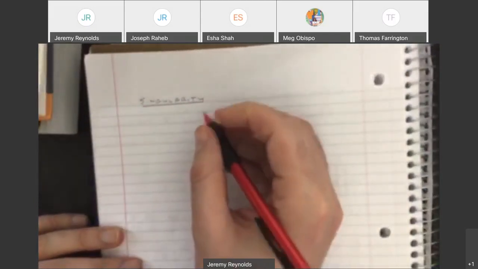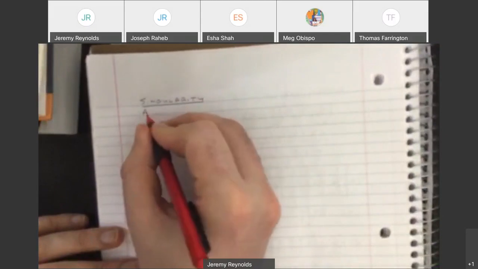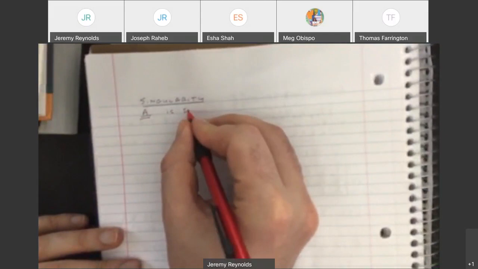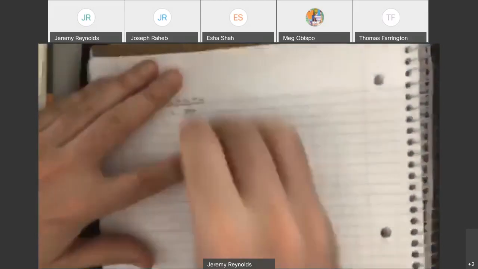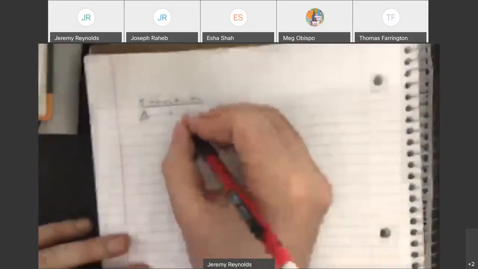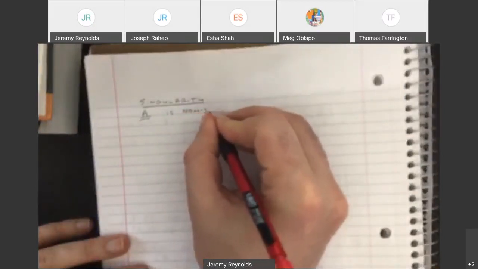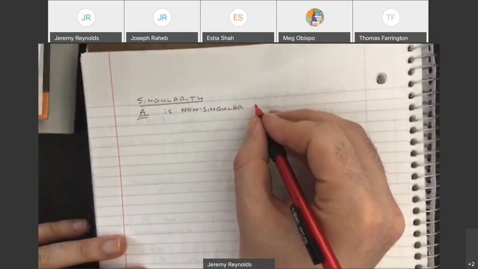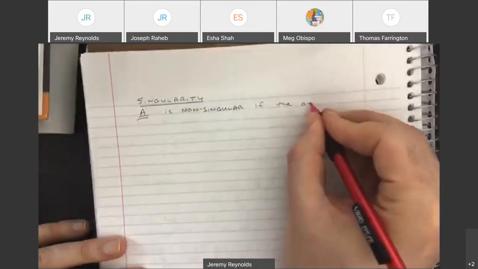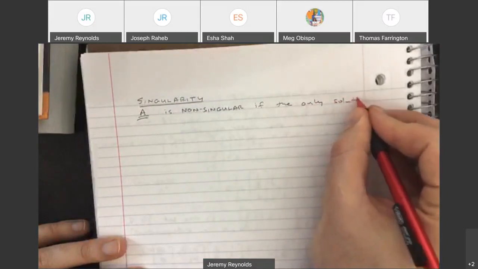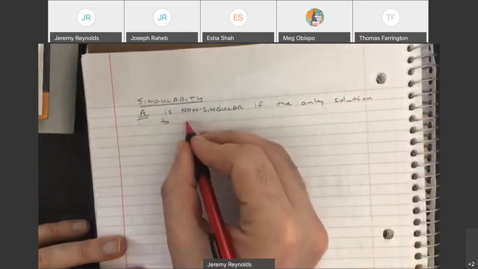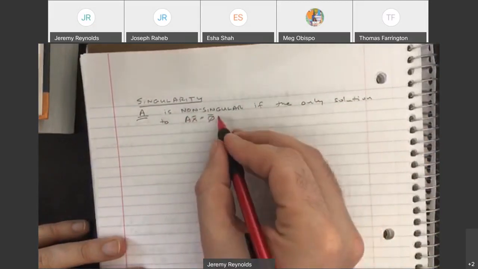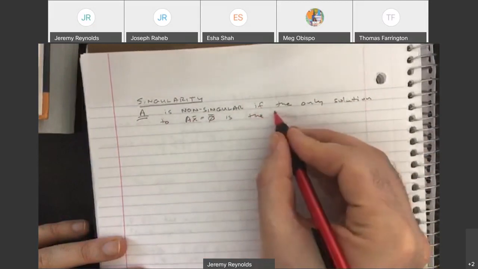So what is singularity? A matrix A is singular or non-singular, sorry, non-singular if the only solution to Ax equals 0 is the trivial solution.